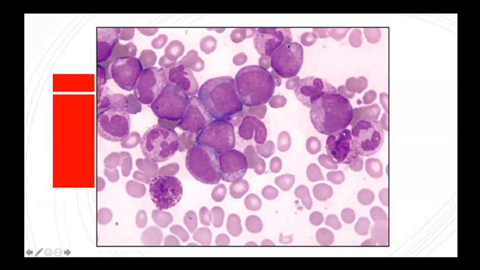So what do you think? What is the difference between the two cases? Anybody? They almost have the same case scenario and same peripheral blood picture. So what is the difference? Anybody?